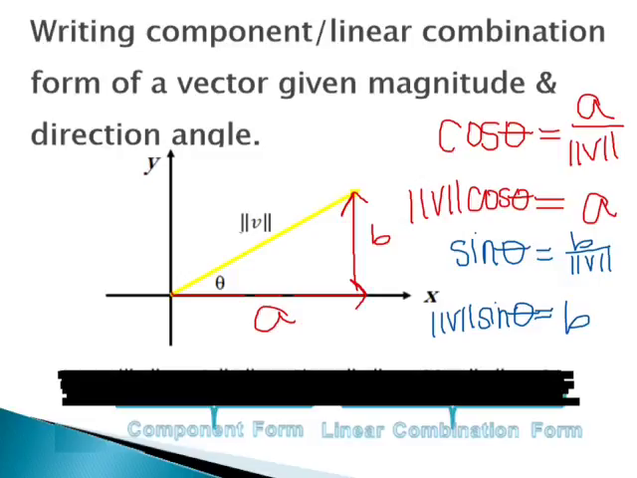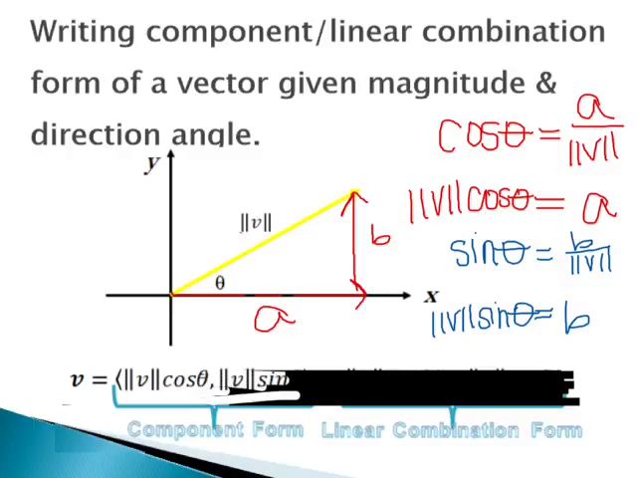And so b, which is our vertical component, is the same thing as taking the magnitude times the sine of the angle. Now, we've worked with triangles enough. We don't have to do this every time we have a vector. What we can do instead is just remember that the horizontal component is the magnitude times the cosine of the angle, and the vertical component is the magnitude times the sine of the angle. So here's how we would write the component form of a vector given the magnitude and direction.